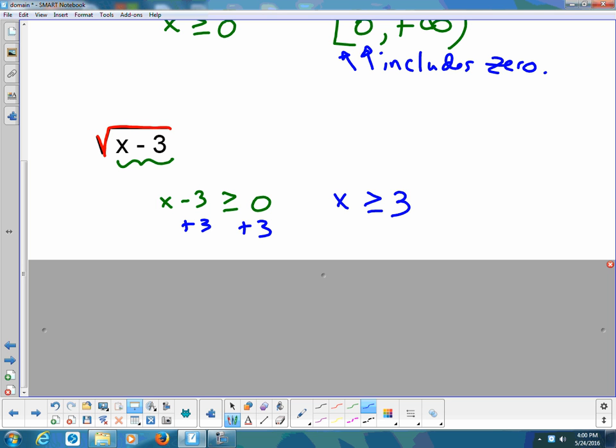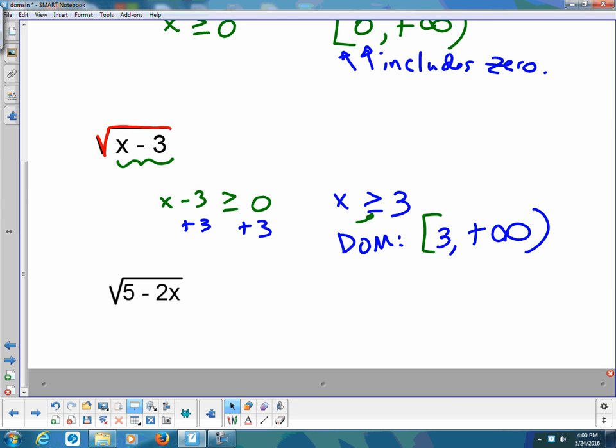And that's our domain. We know that our domain for this problem is going to be from 3 to positive infinity. Do we want to include the 3? Yes, we do, because we're saying greater than or equal to. So that means we want a bracket there, not a parenthesis. All right, let's take a look at this example.